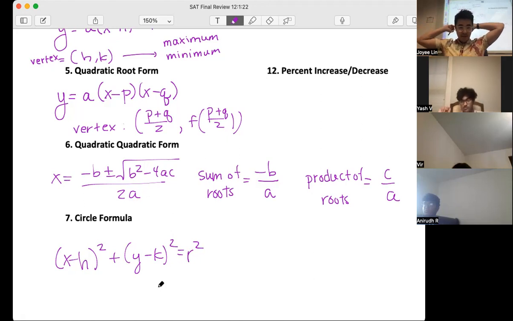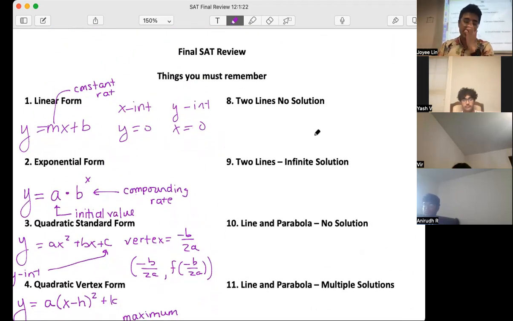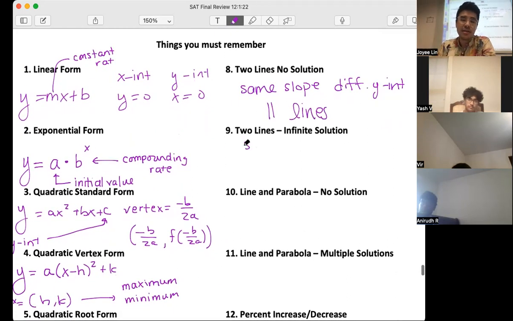Thoughts, questions on those 7 so far? Okay, things you must remember: 2 lines, no solution. Same slope, different y-intercept. AKA, how are these 2 lines related? Parallel lines, right? Same slope, different y-intercept. Parallel lines. 2 lines, infinite solutions, same slope. Same y-intercept. Same line, same slope, same y-intercept. Same equation.